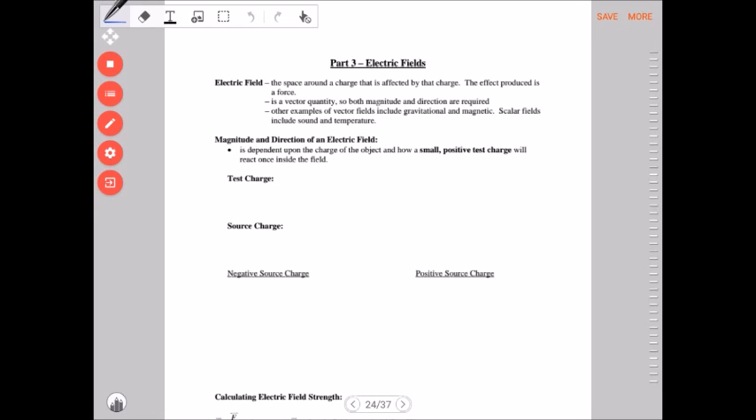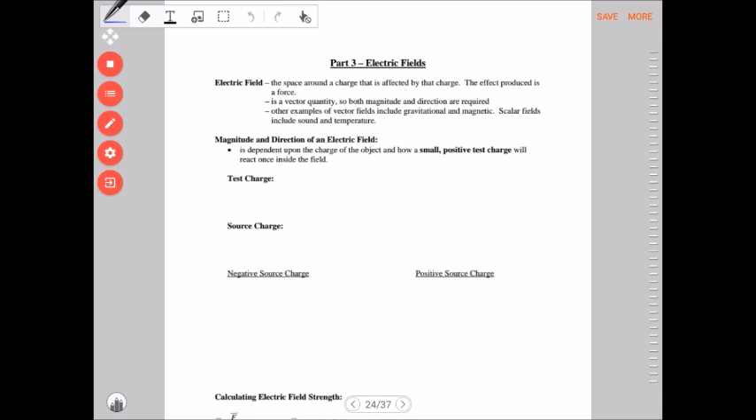An electric field, so let's define it first. An electric field is simply the space around a charge that is affected by that charge. The effect produced, of course, is a force. An electric field is a vector quantity, so both magnitude and direction are required. Other examples of vector fields include gravitational and magnetic fields.